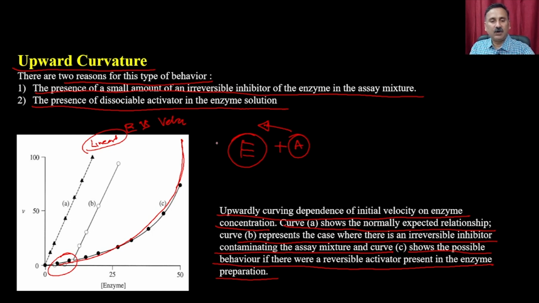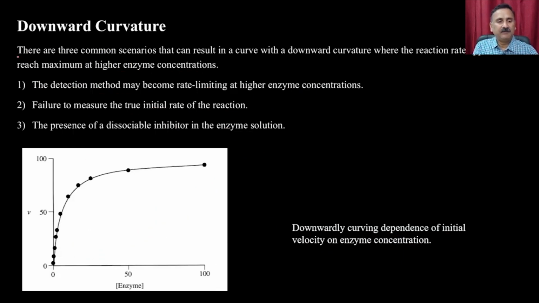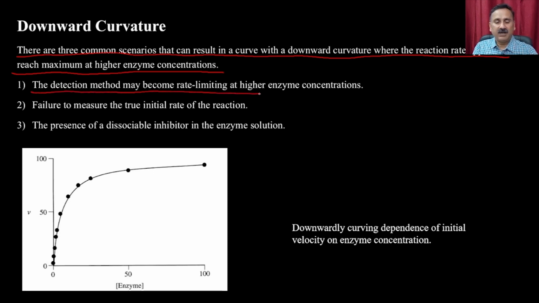Then you can also have downward curvatures. There are three common scenarios that can result in a downward curvature, where the reaction rate appears to reach a maximum at a high concentration. The detection method may become rate limiting at high concentrations. So these downward curvatures depend on the initial velocity and the concentration. When you keep increasing the enzyme concentration, initially it will be linear, but later on it is going to curve downwards, okay?